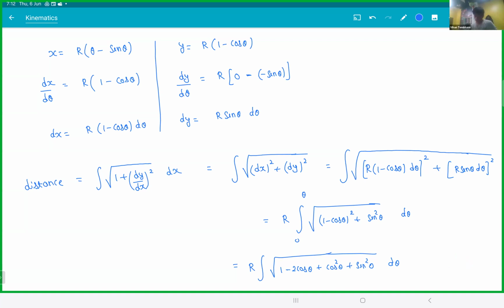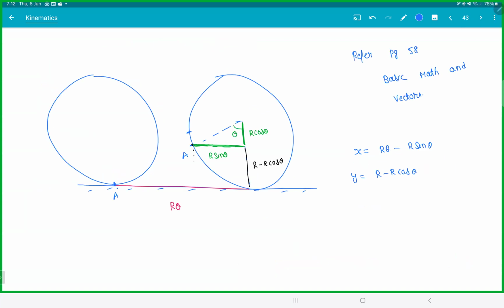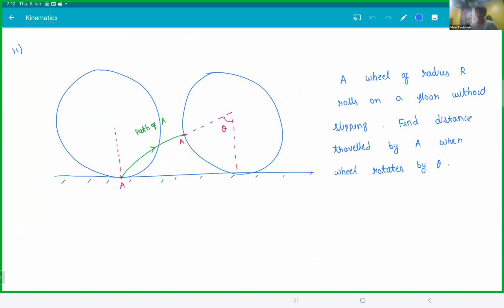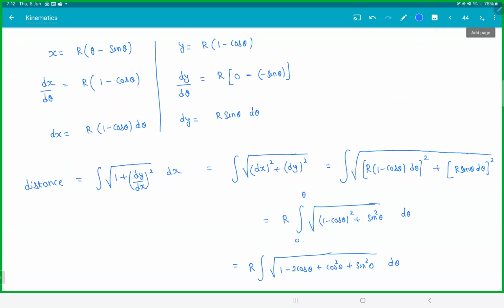Sir, in the question it was asked mod v dt, but here we've got d theta. So what did I ask in the question? I'm just asking you, what did I ask in the question? I asked to find distance. Okay, sir, sorry. Both the formulas are valid for distance.